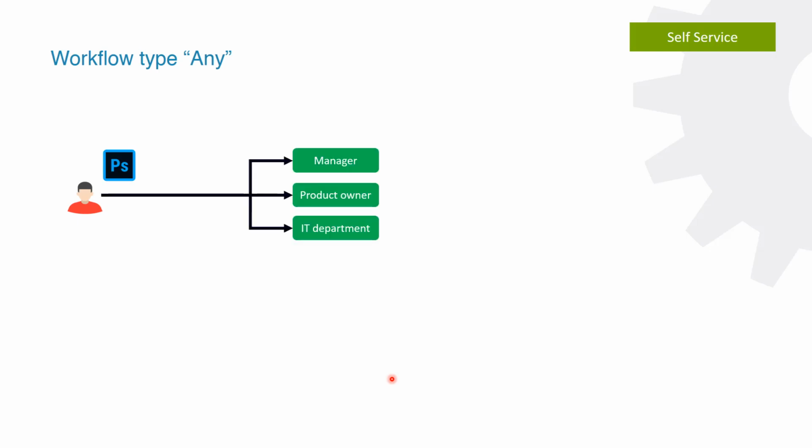So we have three types: the any, the all, and the sequential. I first want to give a short introduction to the any type. If an employee in the organization wants to request access to Photoshop, and it's the any type, then any of these people can give an approval for his request. If one of them approves, the request is approved and the person will get access to Photoshop. You can specify as many approvers as you like. It can be only one, but in this example there are three: the manager of the person, the owner of the product, or one of the people from the IT department. It can be a group, and I will give a little more information about that in a couple of slides.